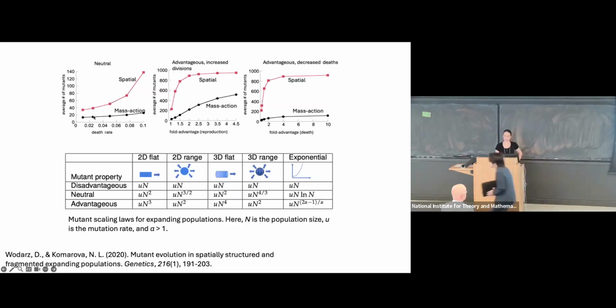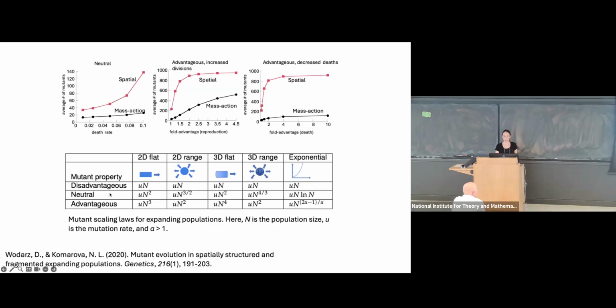So the answer is yes, pretty much the same thing happens for advantageous mutants in increasing populations. You see a spatial colony produces more mutants than a non-spatial one for advantageous mutants. And we have different scaling laws depending on the dimensionality and geometry. So we have 2D flat, so it's like a rectangle advancing this way. 2D range, this is mostly what I've been showing. 3D flat, a cylinder advancing this way. 3D range, a globe growing in 3D.